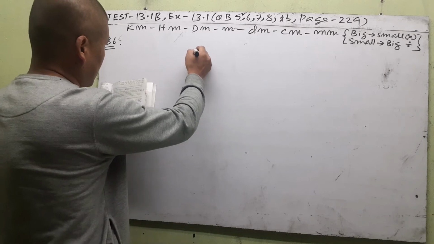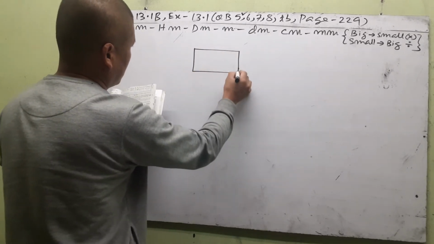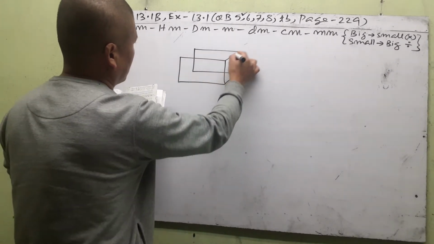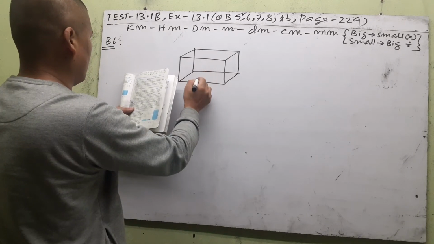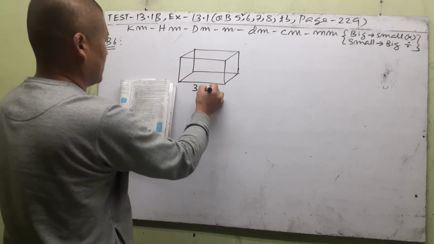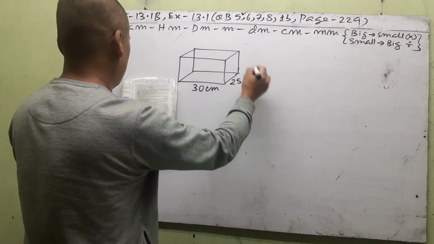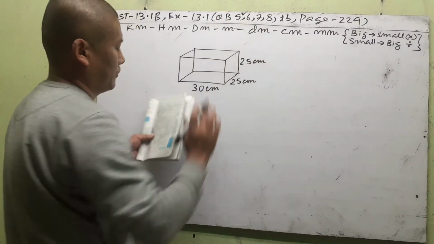So let us draw the herbarium glass house. Clearly cuboidal because length, breadth, height is given. So here the length of the glass house must be 30 centimeter long, 25 centimeter wide, and 25 centimeter high.